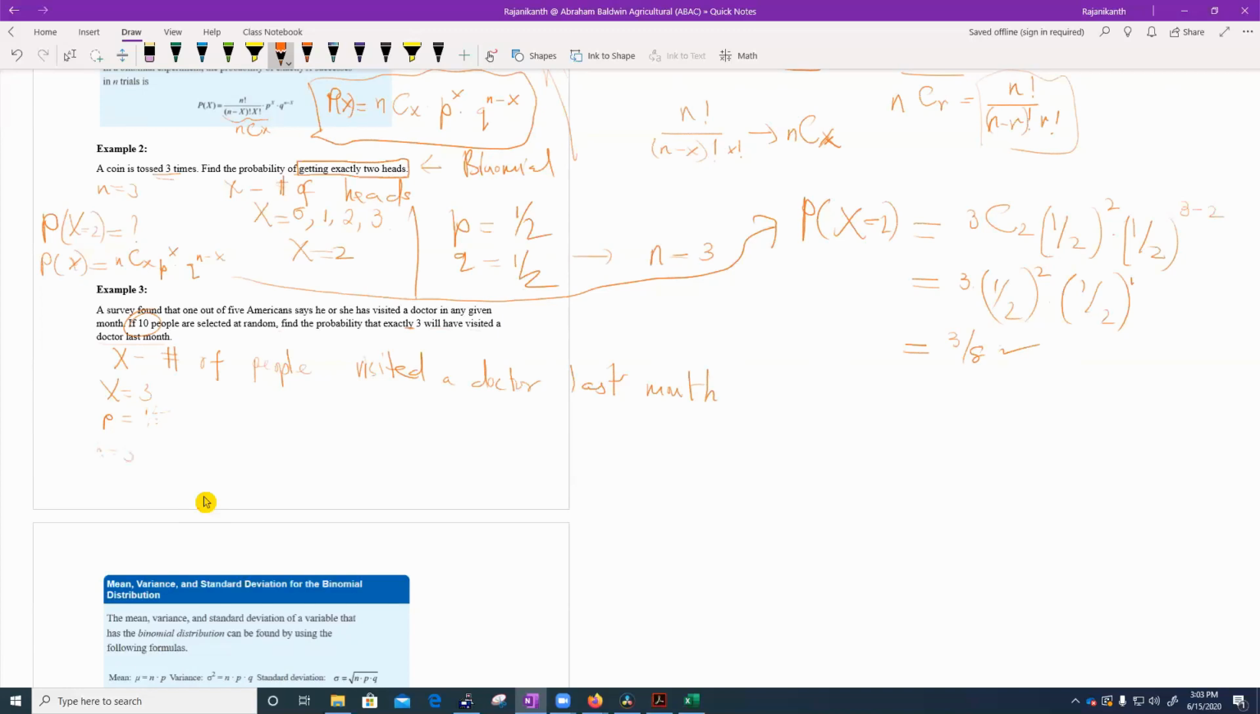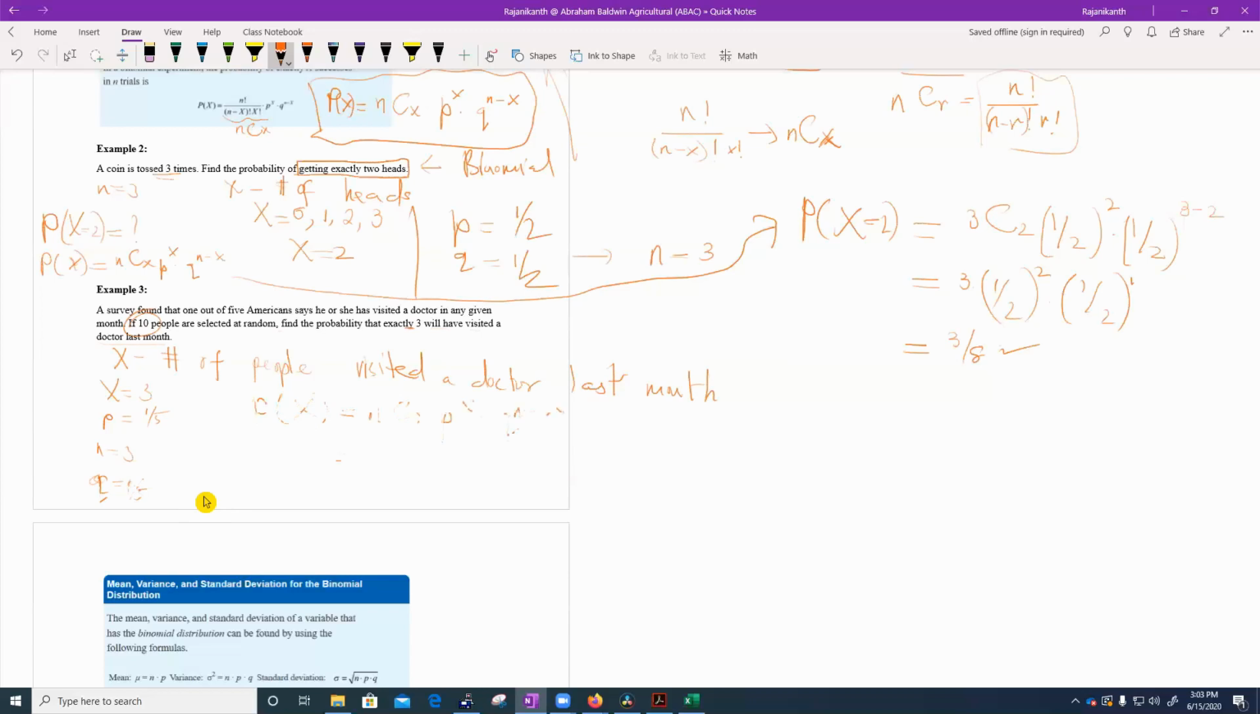If little p is 1 over 5, that is 1 out of 5 say yes, they visit the doctor, then the failure is those who did not see the doctor. So the remaining 4 out of 5 are going to say that they did not visit the doctor. So that's going to be my failure, little q. Understand? So first find these numbers. I'm using the probability of success formula: P(x) equals n choose x, p to the power x times q to the power n minus x.